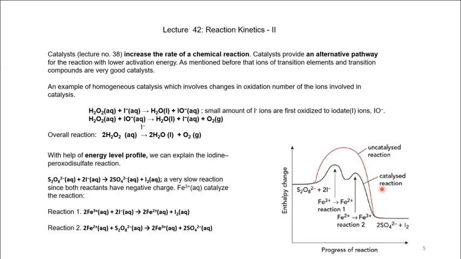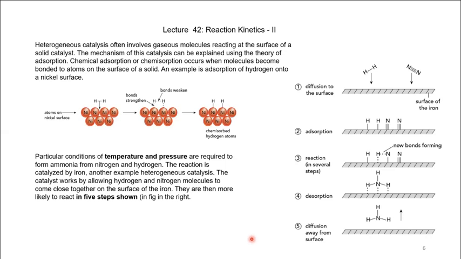reaction. And this is what we call this profile. This profile is with the help of catalyst, and this profile is without catalyst. And therefore, we can see the increase of the rate of a chemical reaction with the help of catalyst. We go to the next slide, and we get two examples of heterogeneous catalyst here, which involve gaseous molecules.